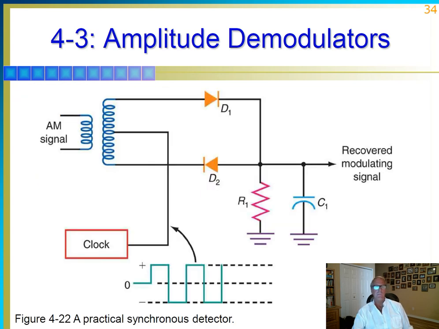So here's a schematic of it. Here's the clock, and it basically switches on and off one side or the other of these diodes, which, if this is in sync, 100% synchronization with the carrier, all you end up with is the modulated signal out here with a little filtering. The tricky part is getting this clock in sync with the carrier.